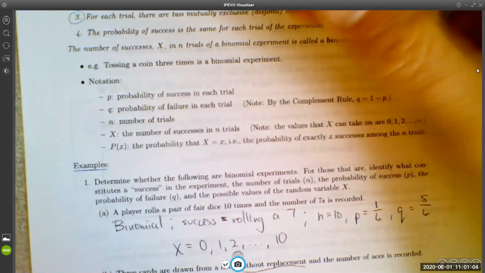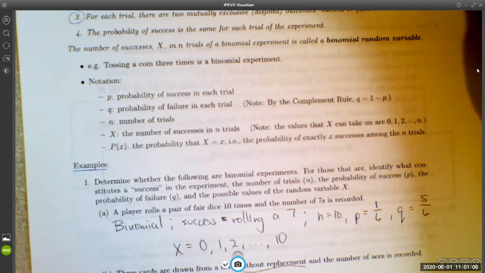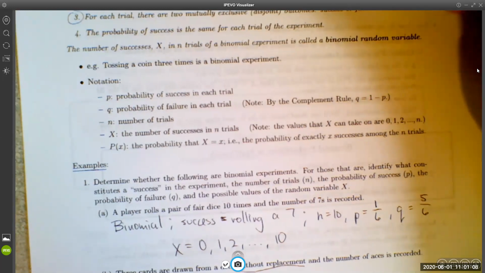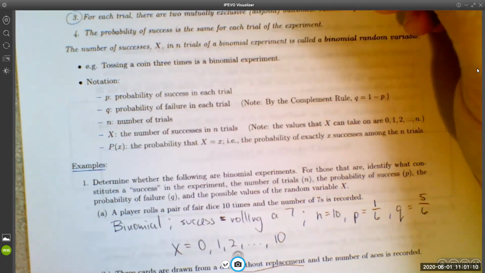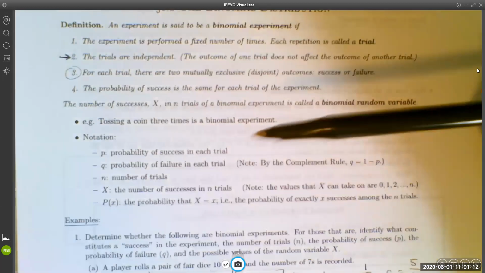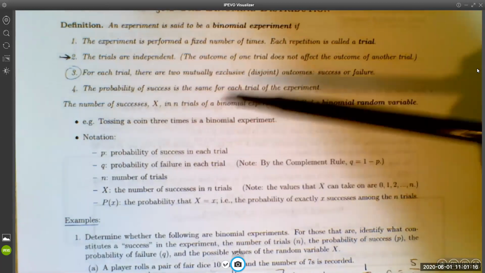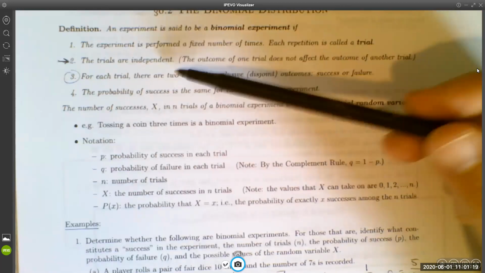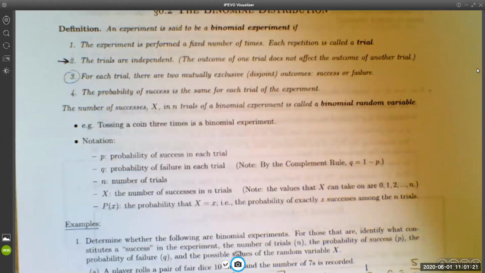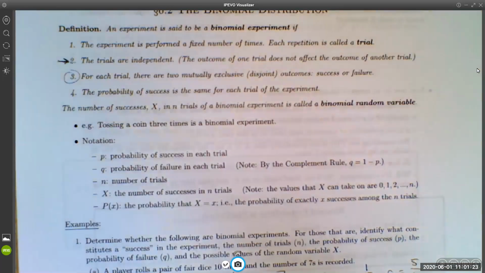The experiment is performed a fixed number of times, 4 times in this case. The trials are independent, because you ask the student to sit back down and then you randomly select from all 30 students again. So the trials are definitely independent. There are 2 mutually exclusive outcomes: you're either a female or you're not a female. And the probability of success is the same for each trial of the experiment. So that one for sure was binomial.